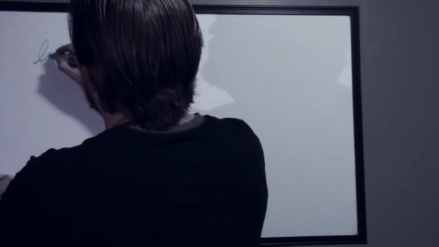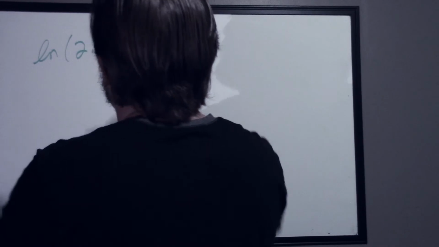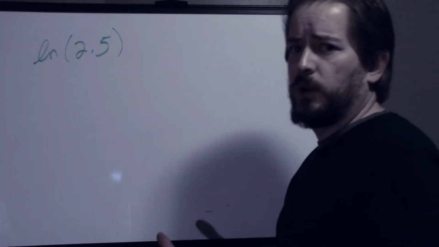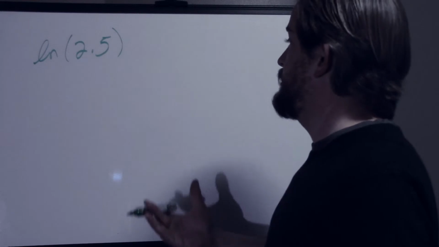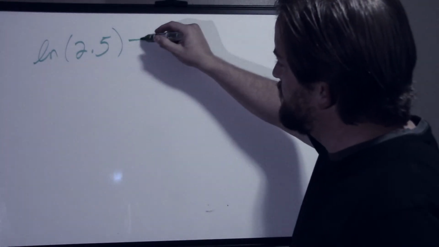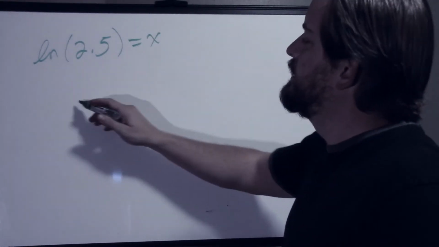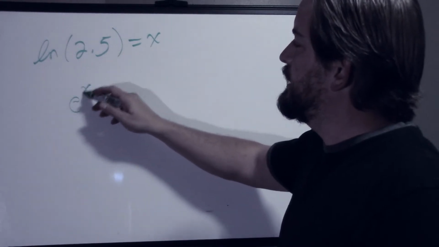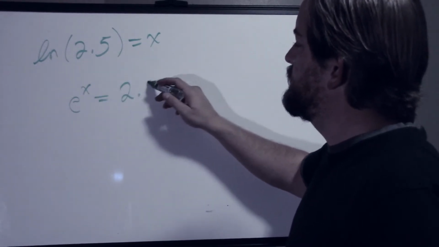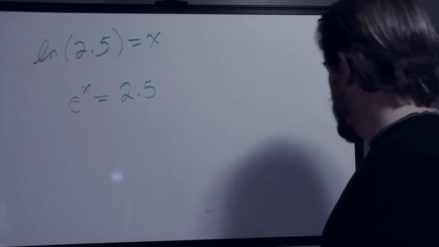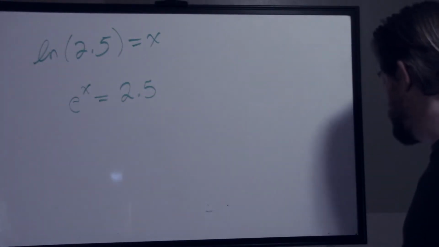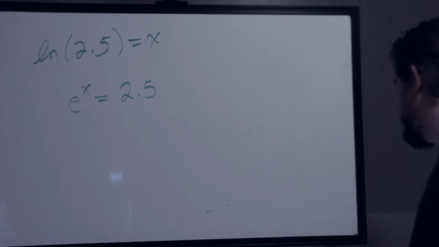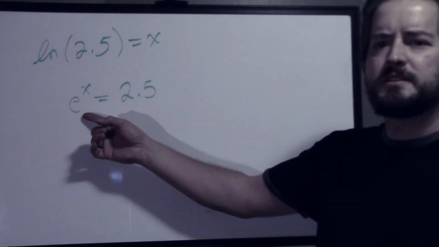And if I want to evaluate, let's say, the natural log of whatever, 2.5, right? I can think of this the same way we messed around with the common logs. I can say, well, this has to be equal to something. Let's call it x. And to rewrite it as an exponential gives me e to the x equals 2.5. Now this one's a little bit harder to imagine because it's hard to play with exponents of a number that's not 10.